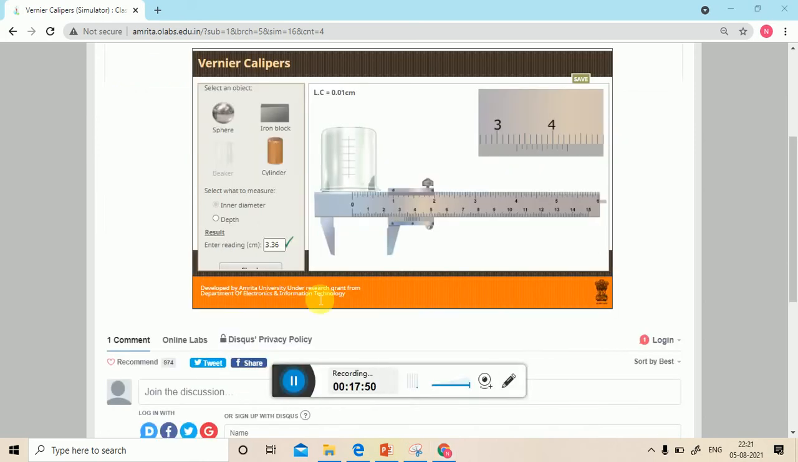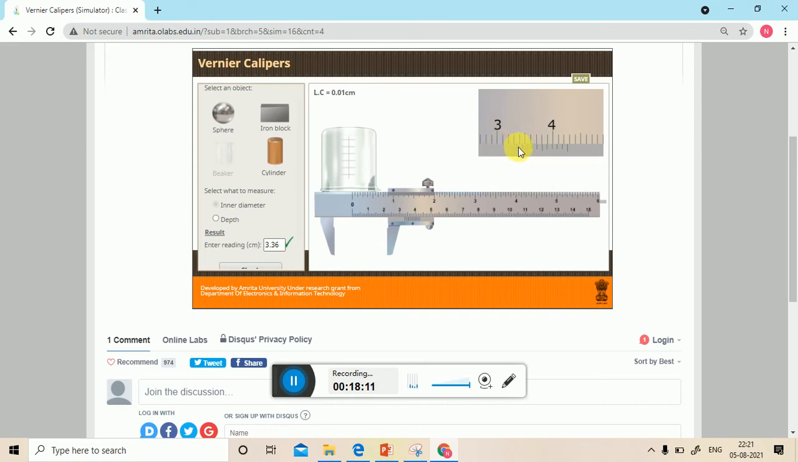Let us check the value for this reading. I am displacing this Vernier calipers and refitting this one. The readings will change once you displace the jaws from their position. So now let us find out the reading for this.